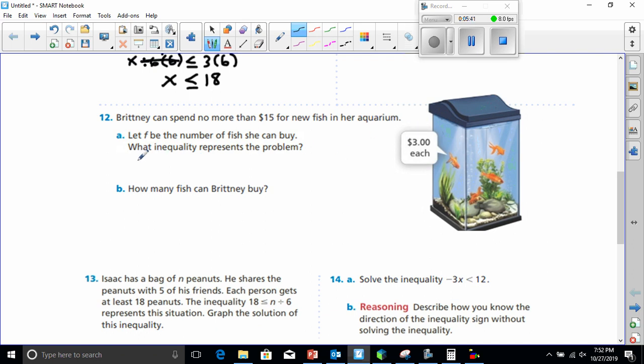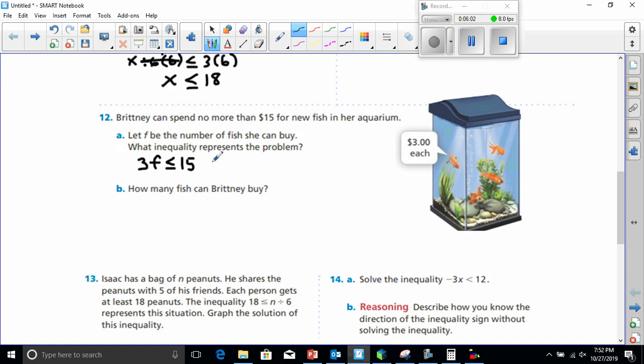Now, we don't know how much the fish are, but we do know that we're going to multiply it by 3 in order to find out how much we're going to spend. And that amount can be no more than, in other words, it can be less than or equal to $15. And that is our inequality.